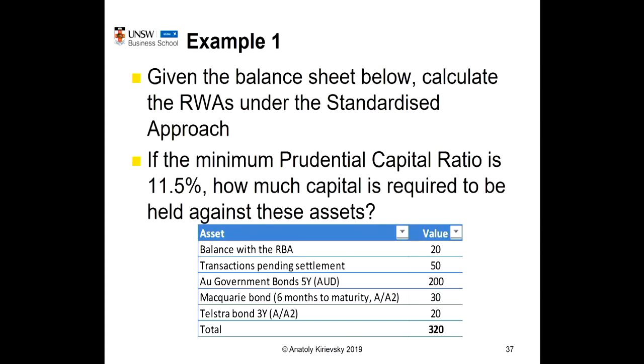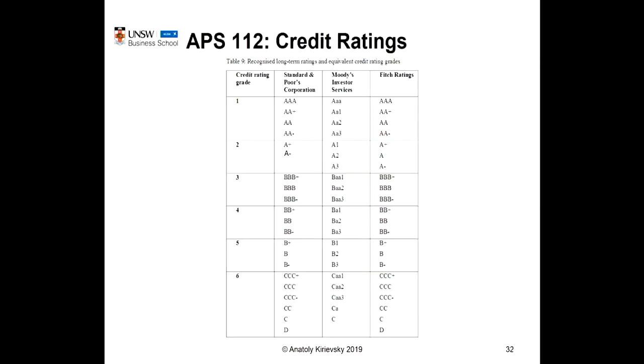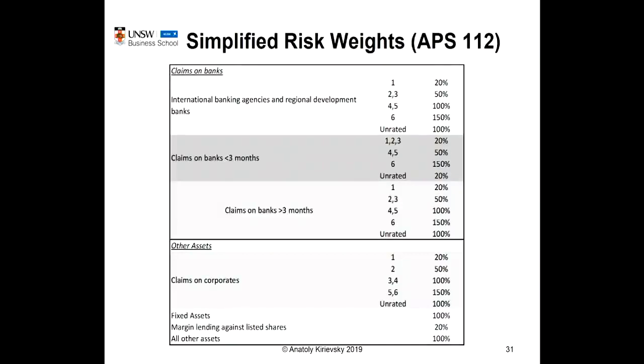All right. So in terms of Telstra and Macquarie, Macquarie is 6 months to maturity. Telstra is a 3-year bond. So let's have a look. When we look at it, banks, claimant banks, more than 3 months, and risk rating. So what did I say Macquarie was? A. Yep. So if it's A, then that would be 2, so therefore 50%. And for corporates, Telstra was also single A. So single A would be 2. It would also be 50%.